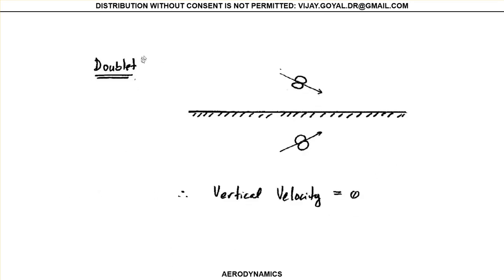Now, we can have a doublet, right? Doublet, if I put doublets in this direction, you can see that the vertical velocity will cancel out. Because then I have a vertical velocity here and I have another vertical velocity here, and when I add them up, they actually cancel out.